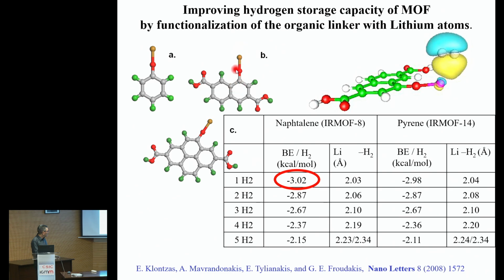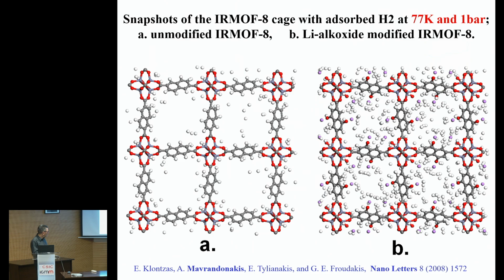If you put these alkoxide groups in the organic linker, the hydrogen interacts with 3 times more binding energy than in the original MOF. And you can see here in the Monte Carlo simulation, on the left side is the MOF synthesized by Yaghi. On the right-hand side is the one that was modified by Andreas, and you can see the difference in hydrogen storage.